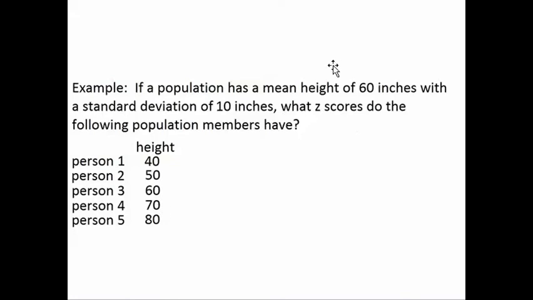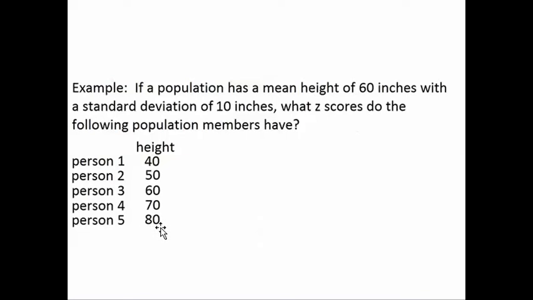This person who's 70 inches tall is 1 standard deviation above the mean, because if you start at the mean of 60 and go up by 10 one time, you get to 70. So this person who's 70 inches tall has a z-score of +1. This person who's 80 inches tall is 2 standard deviations above the mean, because if you start at the mean of 60 and go up by 10, and then you go up by 10 a second time, you get to 80. So this person who's 80 inches tall has a z-score of +2.